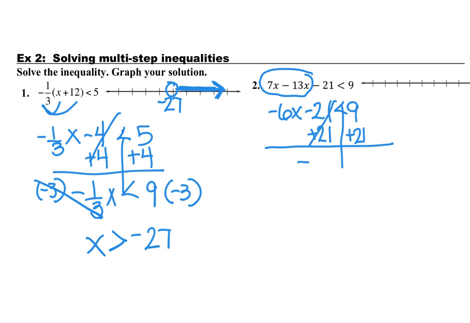And so now we have negative 6x is less than 30. And the negative 6 is multiplying the variable, so we're going to divide by a negative 6. And when we divide by a negative, remember, we have to flip the inequality sign. So we're going to have x is greater than negative 5. So we'll have negative 5 on the number line, open, and then it'll be shaded going to the right.